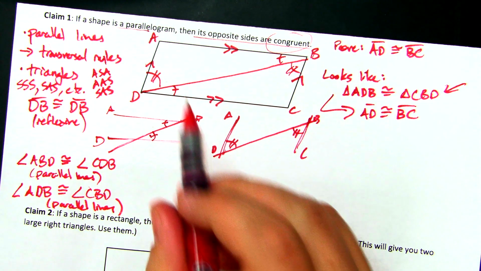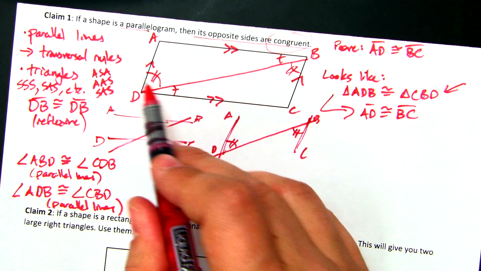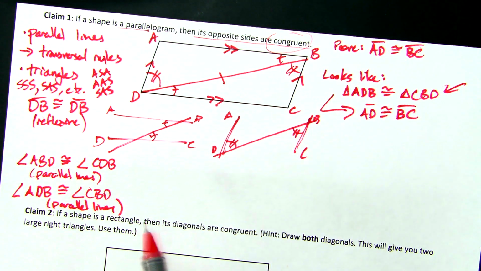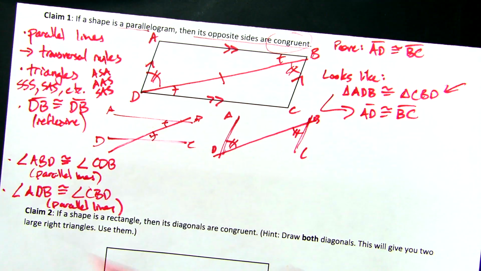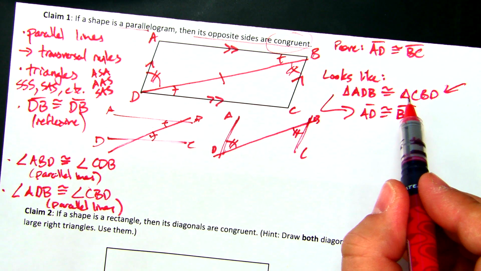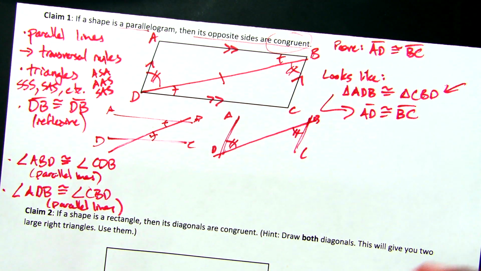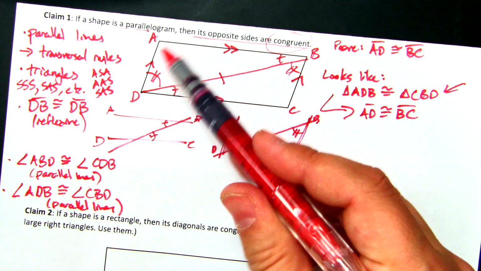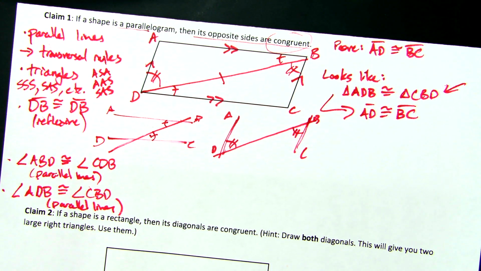Well, what do we got now? We got angle, we got side, we got angle. Angle, side, angle, right? I'll mark this here. DB is congruent to itself. That's enough. So these three here, 1, 2, 3, are enough to show that these two triangles are congruent. If these two triangles are congruent, then all the parts that correspond to each other are congruent. And that includes AD over here, and BC. And those are my opposite sides.